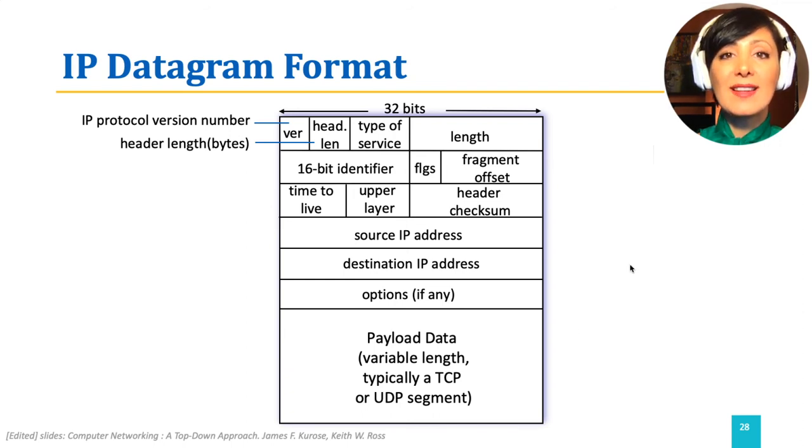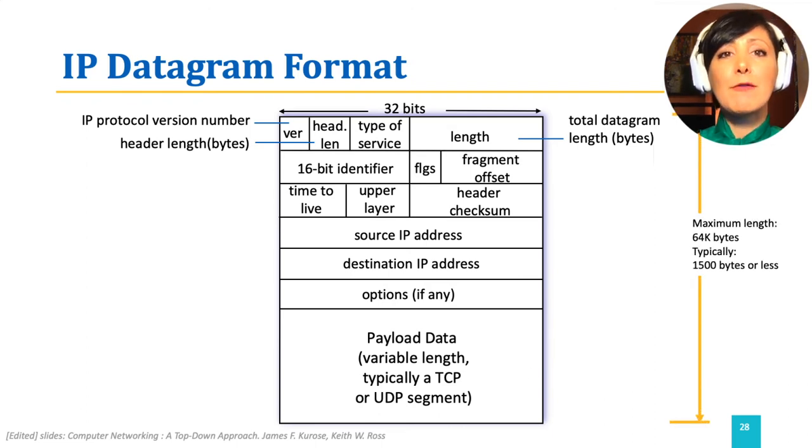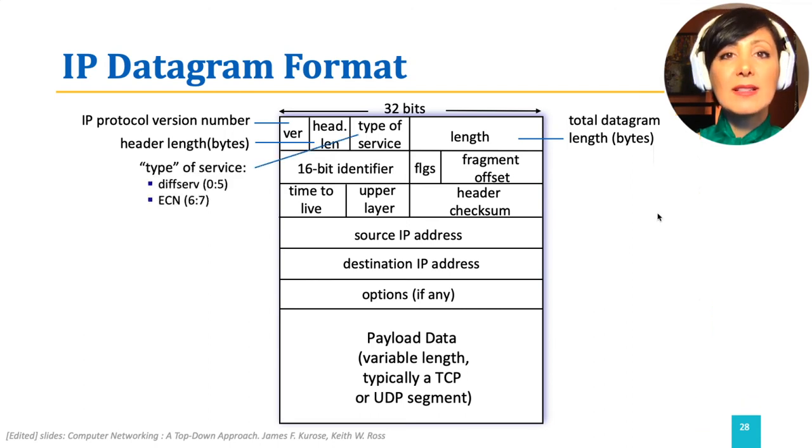The total length is 2 bytes that specify the length of the datagram. Since it is 2 bytes, it theoretically can specify up to 65,535 bytes for the length, but a typical IP datagram is about 1,500 bytes. TOS, or type of service, specifies different types of IP datagrams. These bits could be used, for example, for differentiated services or explicit congestion notification.